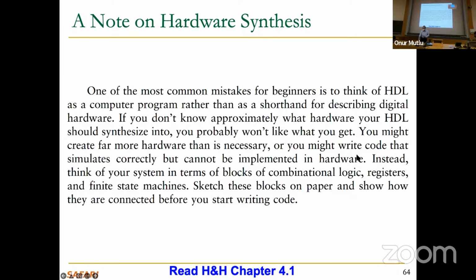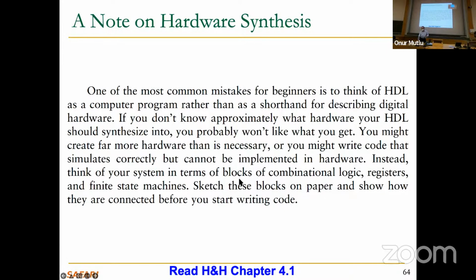I would add that you might create far more hardware than is necessary, or you might write code that simulates correctly but cannot be implemented in hardware. So simulated doesn't mean that it can be implemented. There's a difference between synthesizable and simulatable, and we will see that there's some simulatable code that cannot be synthesized.